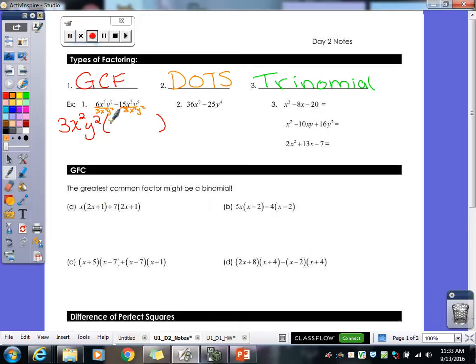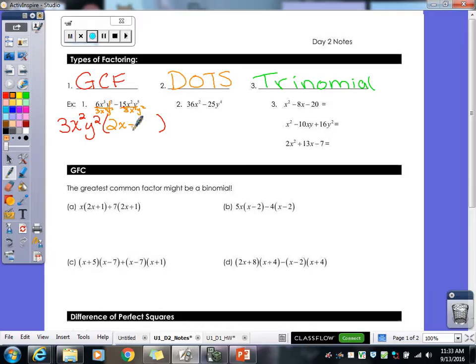So 6 divided by 3 gives us a 2. Now we're back to our exponent rules. X to the third divided by x squared. I subtract my exponents, so I get x to the first. And then my y's, since they are the same exact exponent, they just cancel each other out. So 2x is our first term.